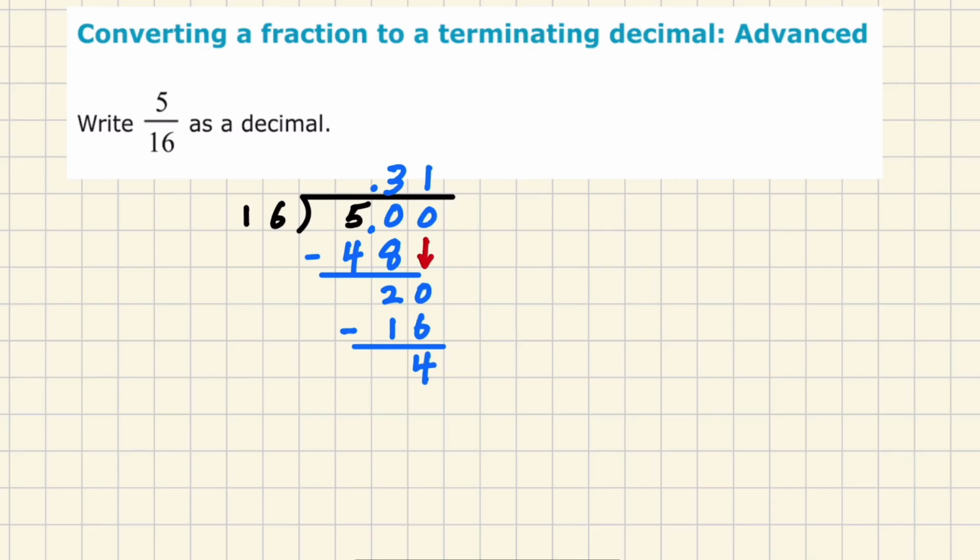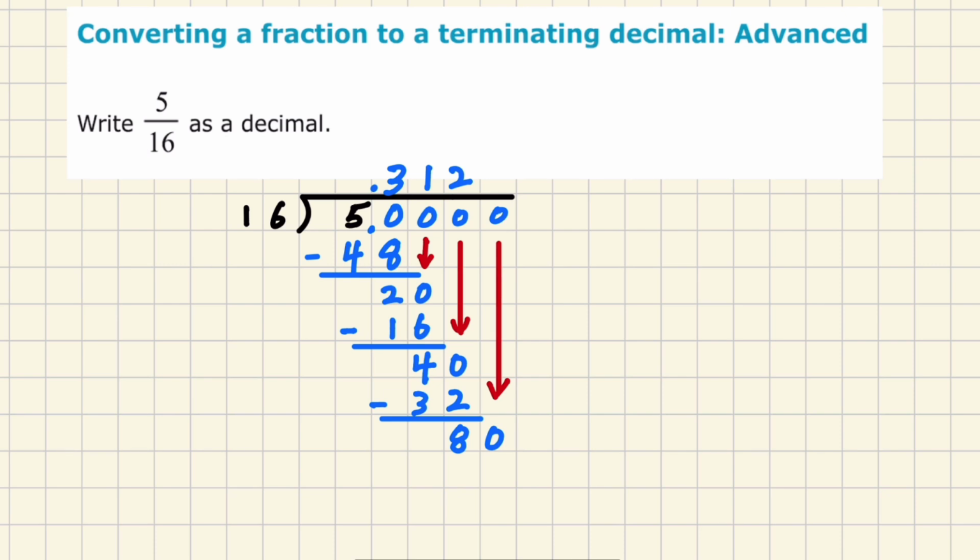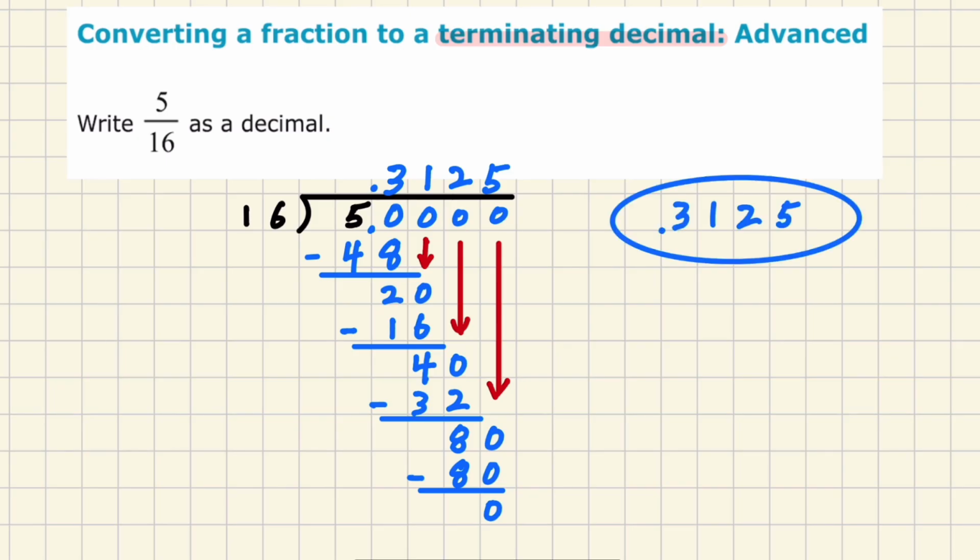Continuing to add zeros and bringing them down. 16 goes into 40 twice. 2 times 16 is 32. And I can see I'm going to need a little more space because subtracting now gives me 8. And I need one more zero to bring down. 16 goes into 80 5 times. And 5 times 16 is 80. With no remainder, we have a terminating decimal. 0.3125 is our solution.